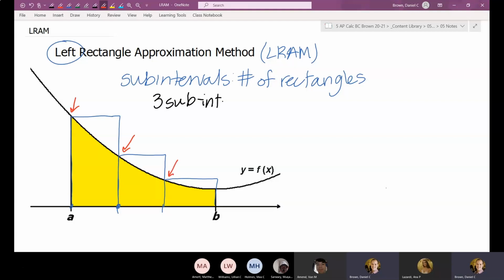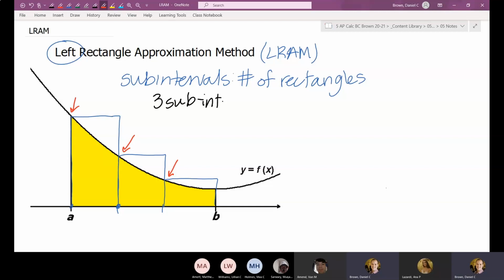So we know that to approximate this area, it's not going to be the exact area. All these rectangles are over the function, so it would definitely be an overestimate. But for the sake of an estimation, it would be something that we can use.